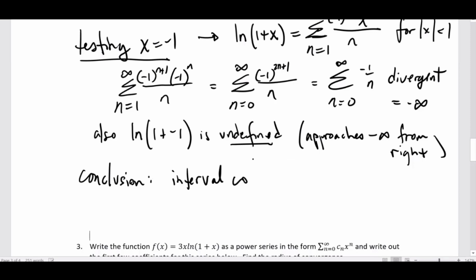So it's diverging at -1 and it's converging at +1, so the interval is from -1 to 1, not including the -1, but including the positive 1.